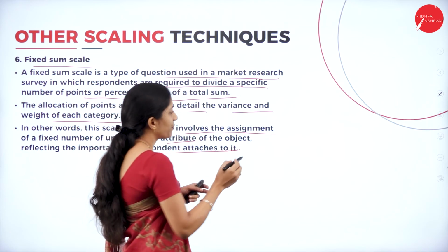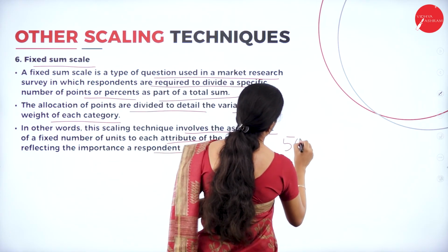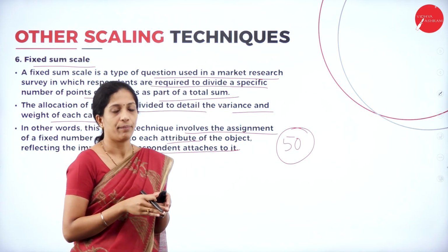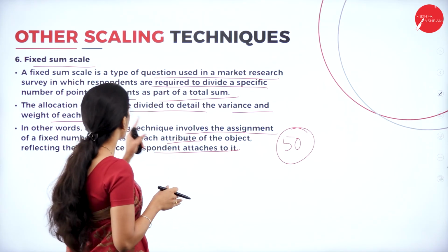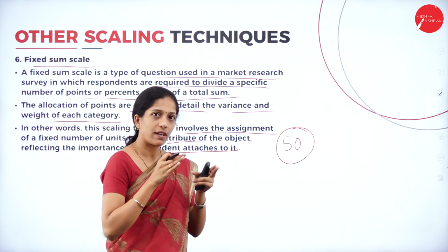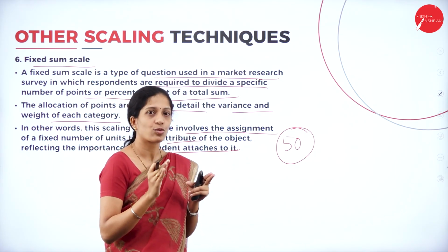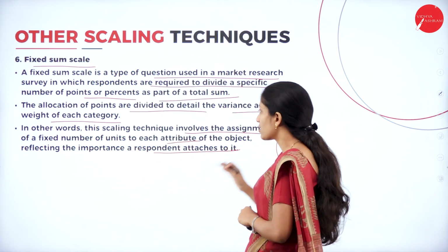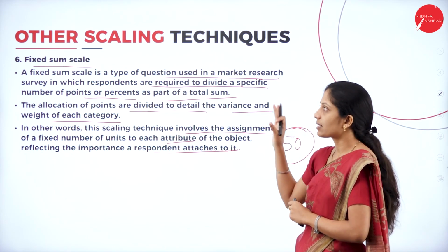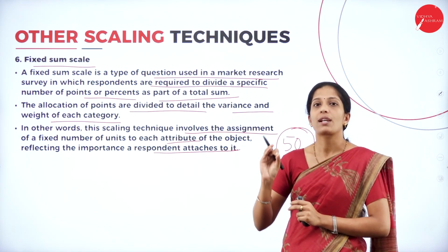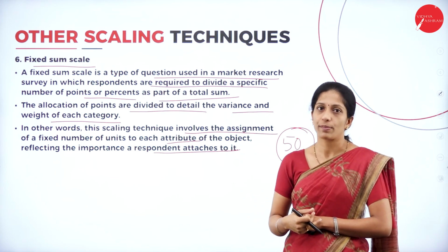Suppose there is 50 kg of rice in a particular bag, then this 50 kg is a fixed sum. So that is known as what? Fixed sum scale. This 50 kg will always be 50. So one bag in the sense what? 50 kg of rice. So it is fixed in nature. This is just an example here. Fixed sum scale in the sense a thing will be fixed in nature, so depending upon that, the measurement has to be made.